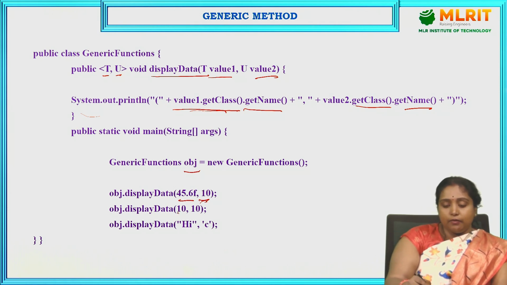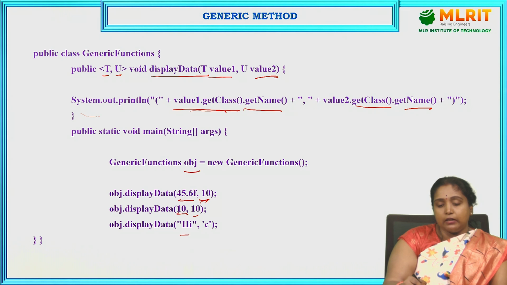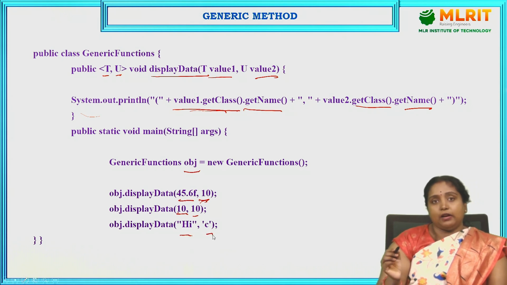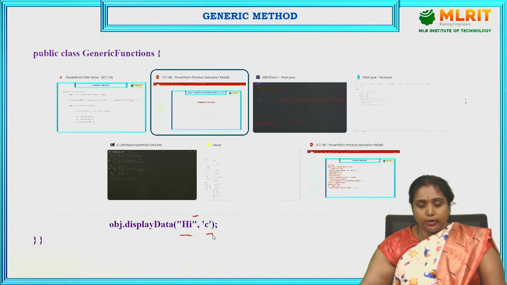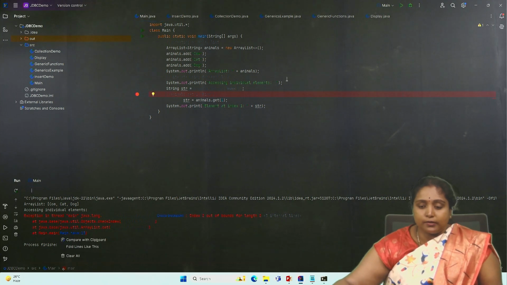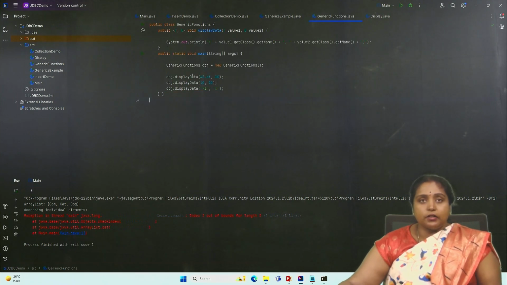And in the same way, I am giving 2 integer values, 1 string, and 1 character value. Let us execute this program so that you can understand what this is. This is the generic function.